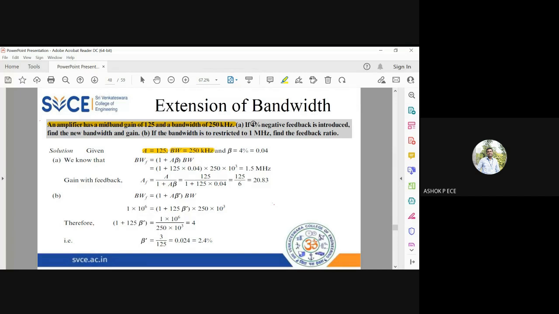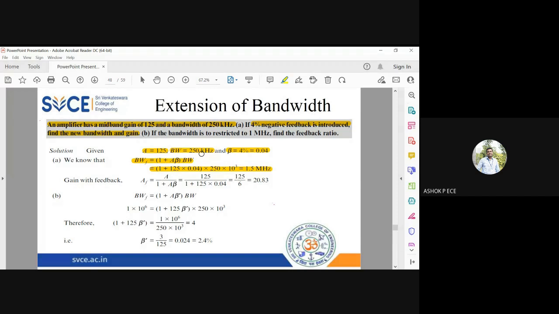They are also given if 4% negative feedback is introduced, find the new bandwidth and gain. So beta is 4%. They are saying 4% negative feedback I am going to introduce. They're asking us to find the new bandwidth and gain. So you know the formula for bandwidth with feedback, it is (1 + Aβ) times the original bandwidth. A is 125, beta is 4%. So apply, you get the bandwidth as 1.5 megahertz.